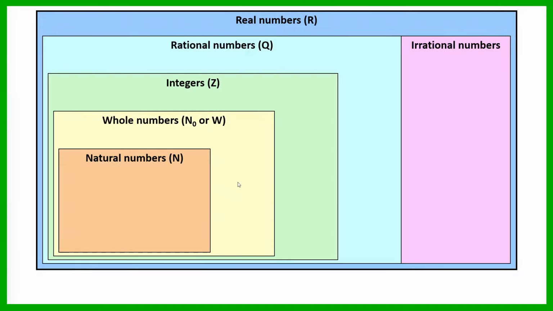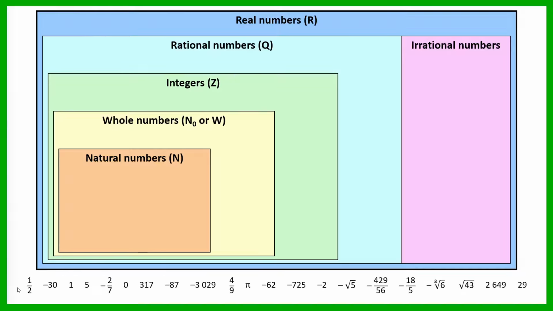Okay, so now let's have a look at an example where we're going to look at some numbers and see where they fit. So the first one over here I've got is a half. Now a half has already been written in the form a over b, so it is a rational number. It can't be simplified and give you a whole number or an integer, so it is a rational number. The next one is negative 30. Now negative 30 is not a fraction, so it's going to either be a natural number, a whole number, or an integer. But because it's negative, it has to be an integer, because these ones only deal with positive numbers. So negative 30 is going to be an integer.